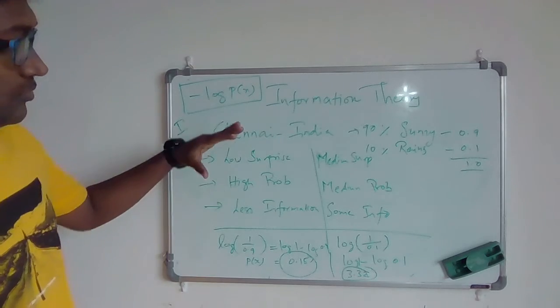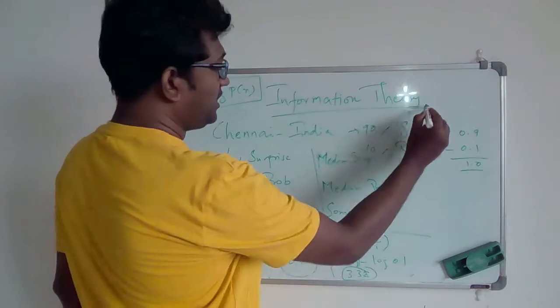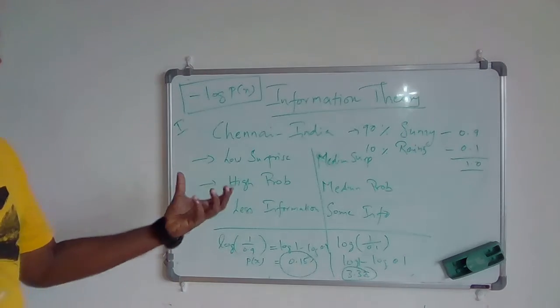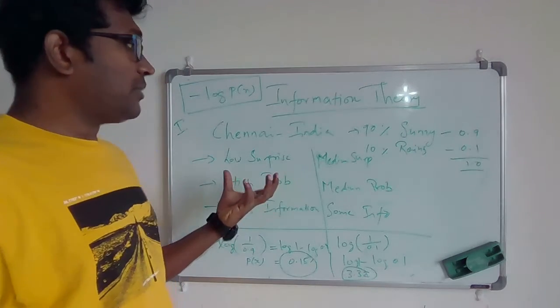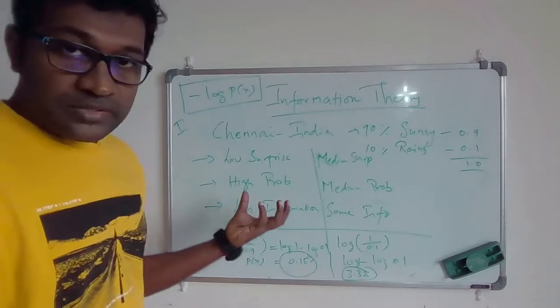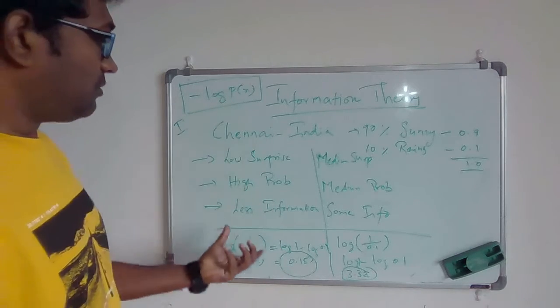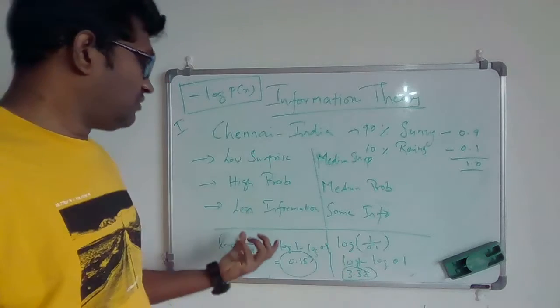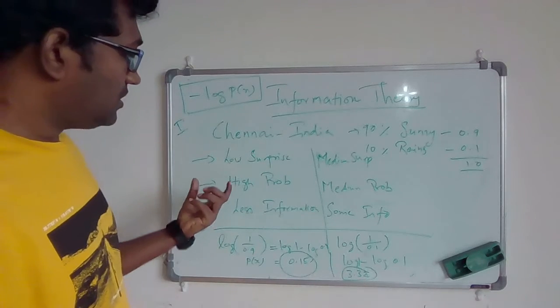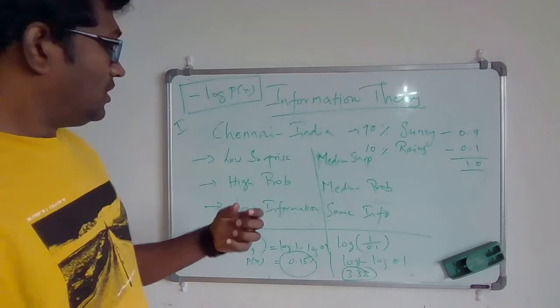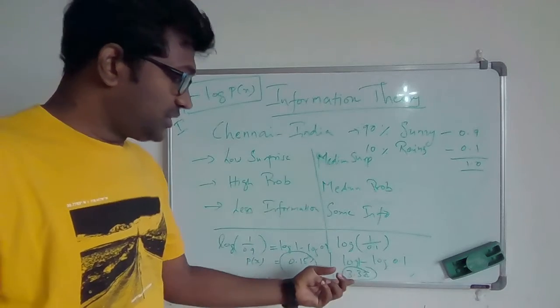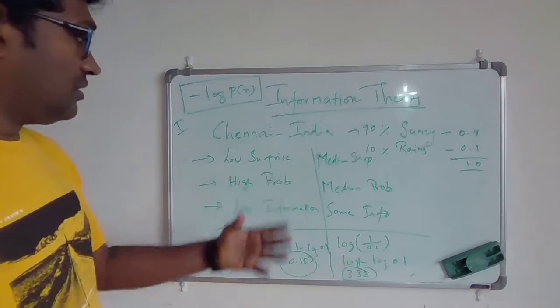So what is information? Let's repeat. It is the amount of surprise, quantified into a number. If the surprise is high, the information is high. If the surprise is low, the information is low. If the surprise is medium, the information is something better than nothing.